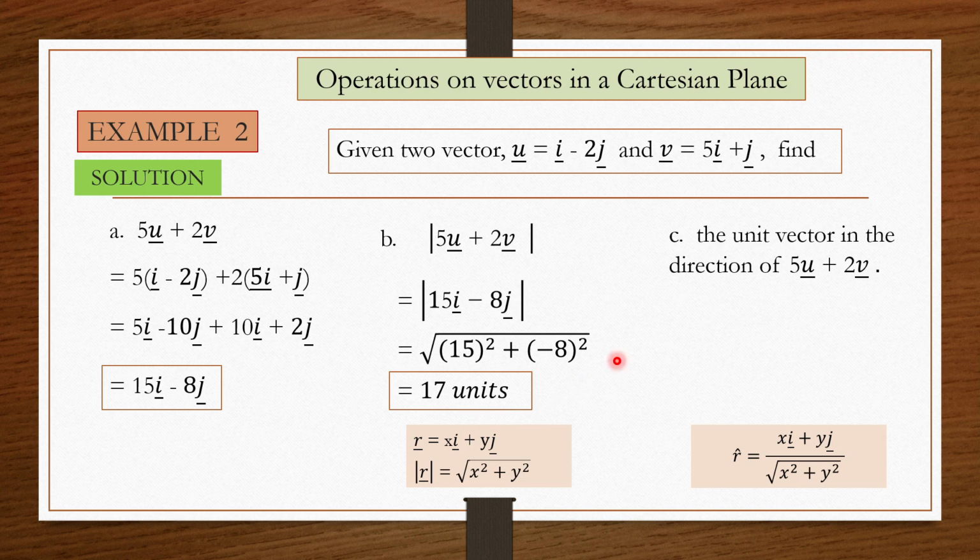Next, you are asked to find the unit vector in the direction of 5u plus 2v. Again, remember the unit vector formula. You have to take the vector, then divide by the magnitude. Here 5u plus 2v is 15i minus 8j. Then you divide by the magnitude, that is 17. So that is your answer for the unit vector in the direction of 5u plus 2v.